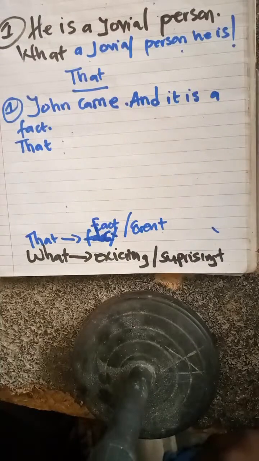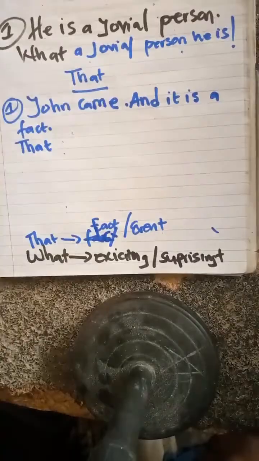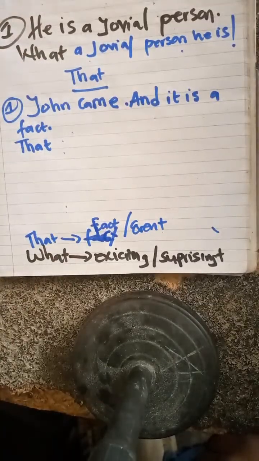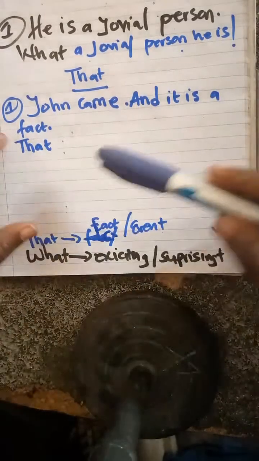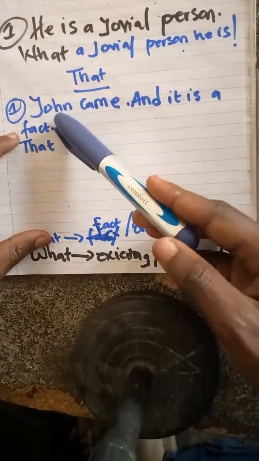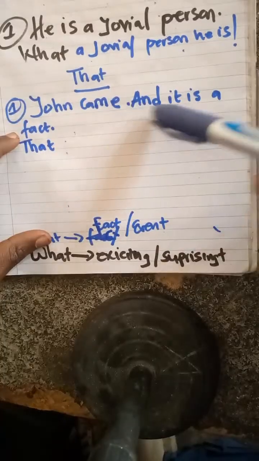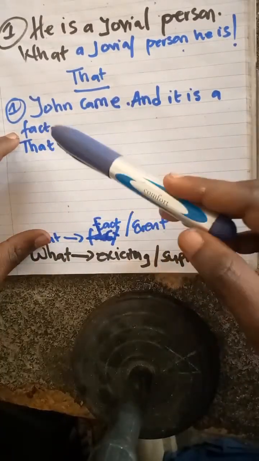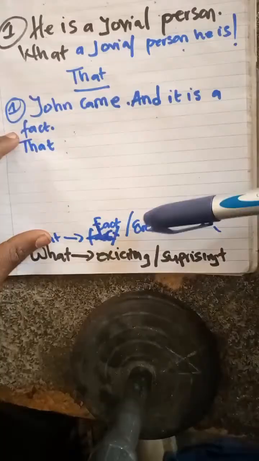John came and it is a fact. Mind you, there are two sentences here. John came, then there's a full stop, and it is a fact. All right. So if you check our sentence verbal, it reads, John came and it is a fact. So let us first start with what? A fact then, or an event.